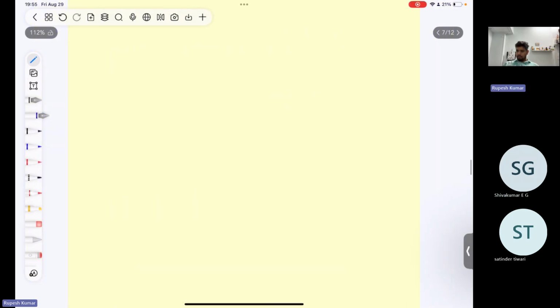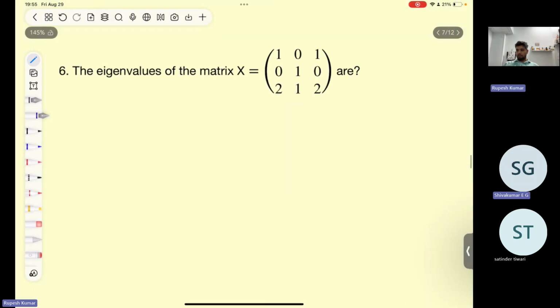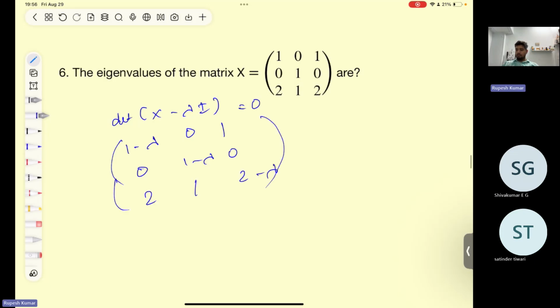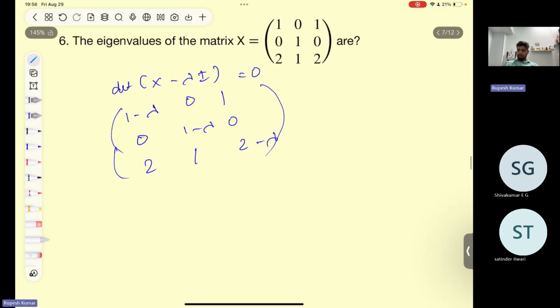I think this is the last question that I'll be covering today. The eigenvalues of the matrix X are, again, you need to set that form a polynomial, that is also known as characteristic polynomial, determinant of X minus lambda I has to be zero. Let's find this. So the matrix X minus lambda I is 1 minus lambda 0 1, 0 1 minus lambda 0. Sorry, here it is 2 1 and 2 minus lambda. What is the determinant of this matrix?